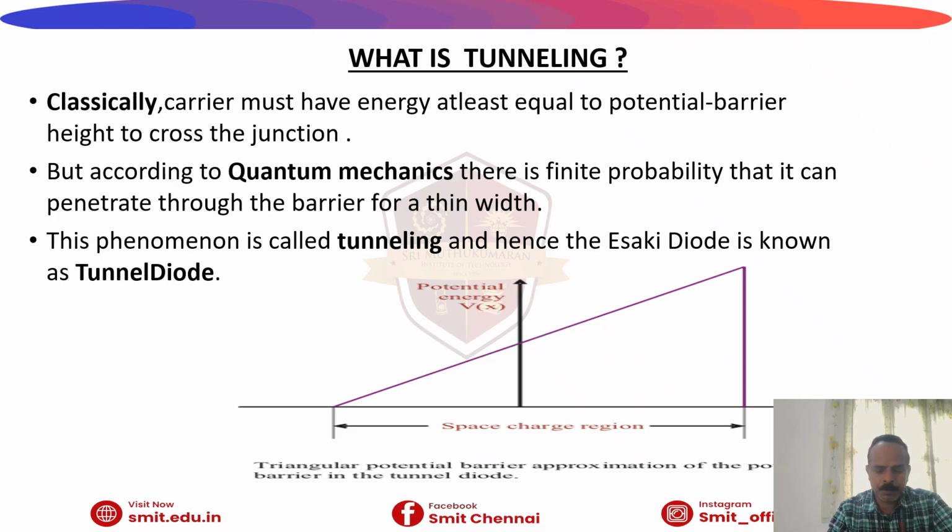In the tunnel diode, because the depletion region is extremely thin due to heavy doping, the electrons can tunnel directly through the junction. This tunneling effect is the fundamental operating principle of the tunnel diode. Therefore, it is called the tunnel diode, or also the Esaki diode. The characteristic curve is shown, which shows the curve between the potential energy versus the space charge region, which is almost linear in nature.